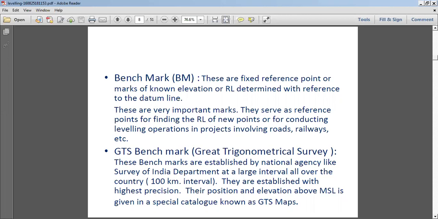You can also say that from the railway stations to the nearby area, levels are transferred to any other nearby area. So at that area a fixed point is made, and it is mentioned what the value of that particular point is according to its vertical height. So those are known as benchmarks.